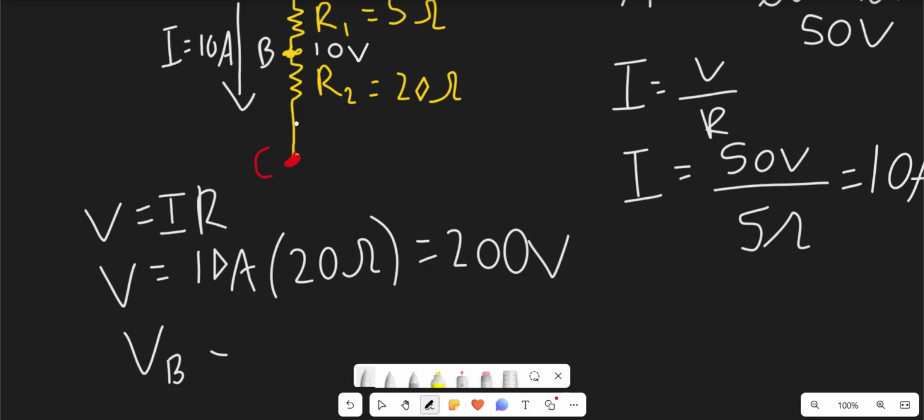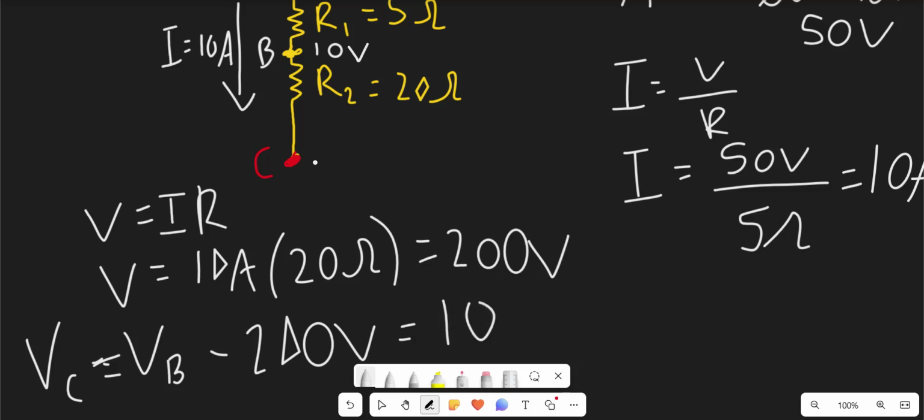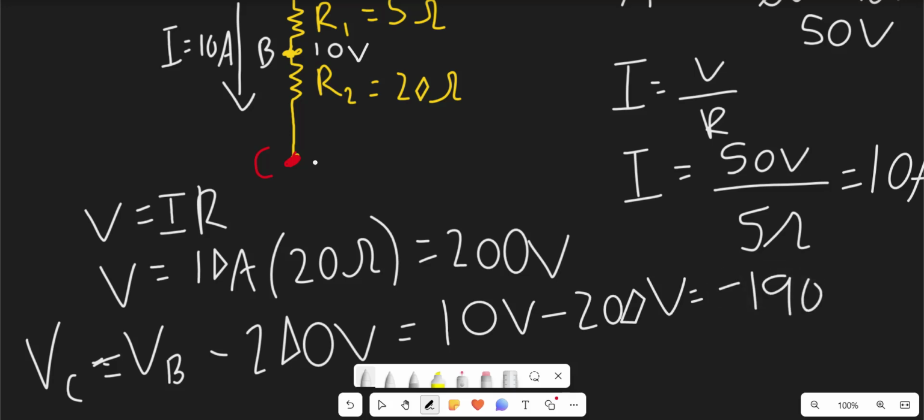So VC is going to be VB minus 200 volts. Plugging in what we have for VB, it's going to be 10 volts minus 200 volts. So the electric potential at point C is negative 190 volts, which is valid because negative electric potential can exist in an electrical circuit. So there's our answer right there.